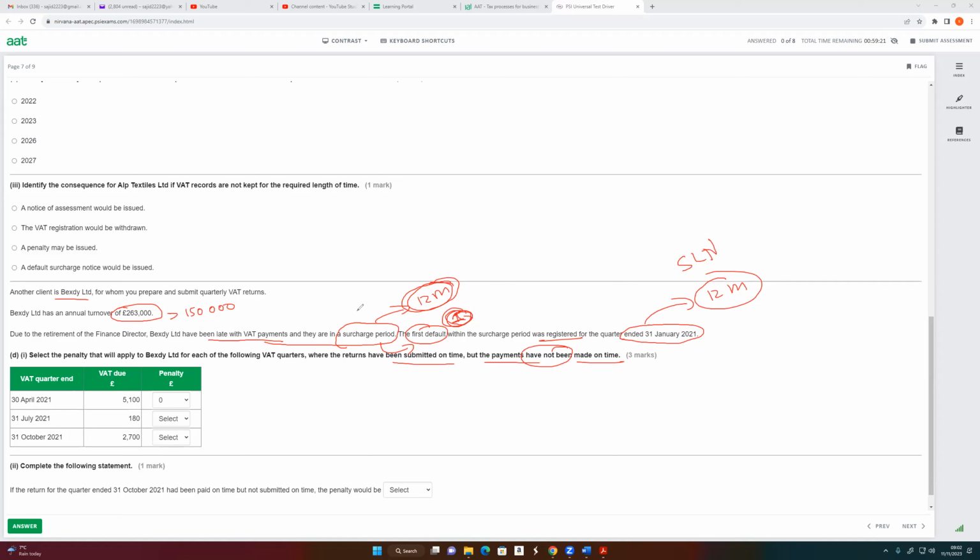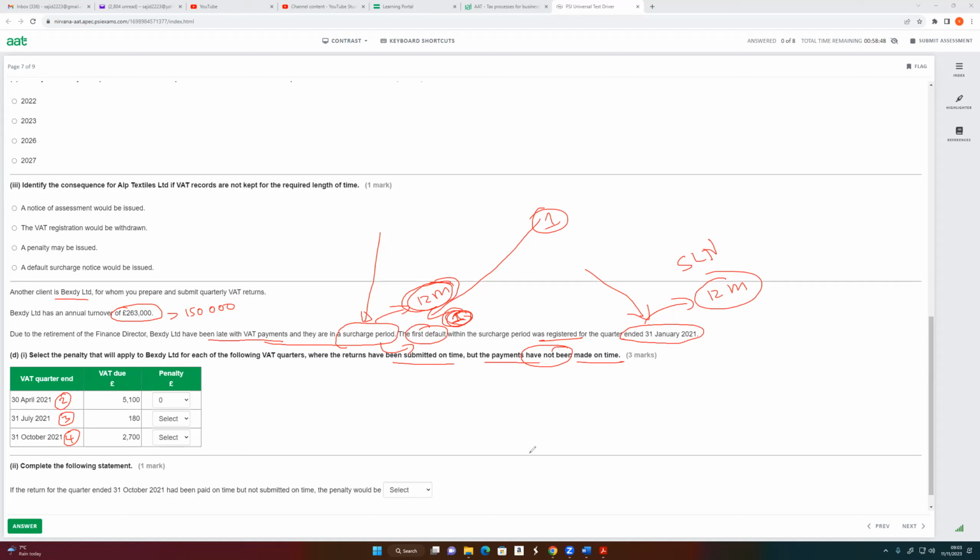First, we understand the surcharge started here, and within 12 months, we become a default. So you understand that's my first default. That is the quarter ended 31st of January. That means after January, we have February, March, April. So that's my second default. And then May, June, July, that's my third default. And August, September, October, that's my fourth default. It's very important to understand it.